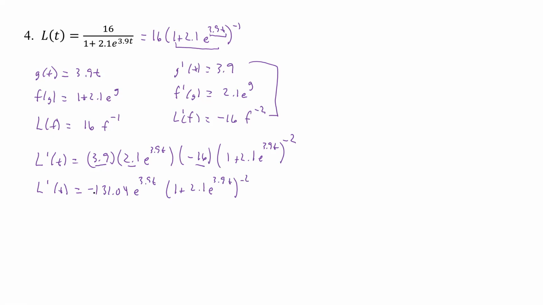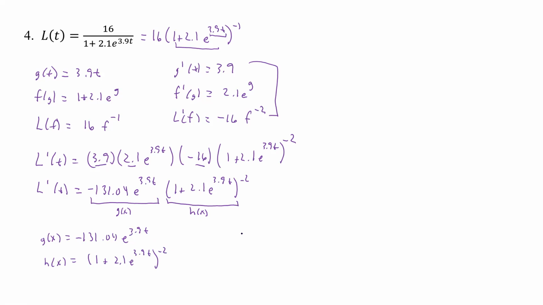All right, so now I've got this for my first derivative. Now I need to take the derivative of this. This is where it starts getting a little more complicated. So now I'm going to have a product, that times that. Let's call that g of x, and let's call that h of x. So g of x is equal to negative 131.04 e to the 3.9t, and h of x is equal to 1 plus 2.1 e to the 3.9t to the negative 2.